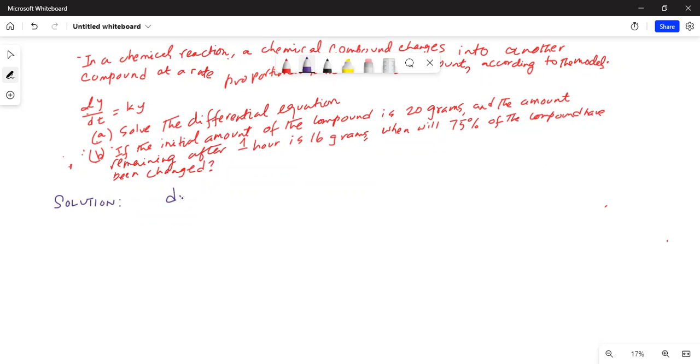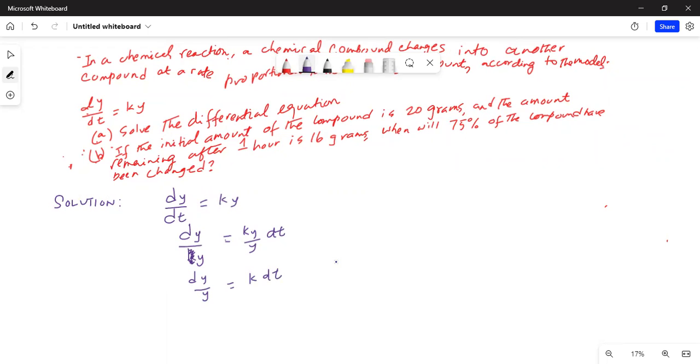So we have dy by dt is equal to ky. We will separate the variables, so we will divide by y on both sides and multiply by dt, which leads us to dy divided by y is equal to k dt.